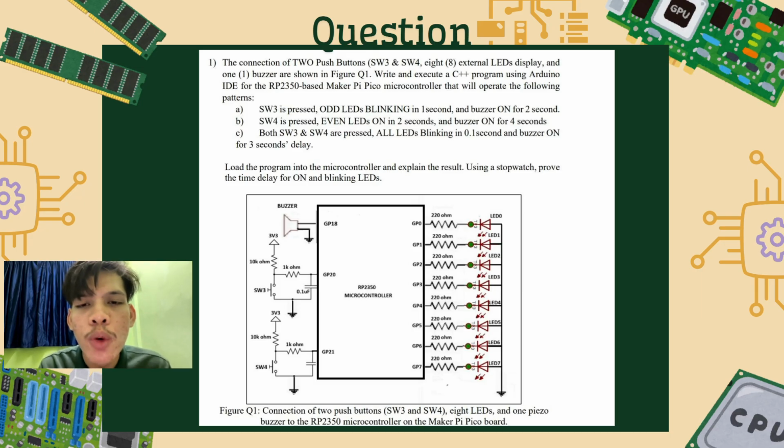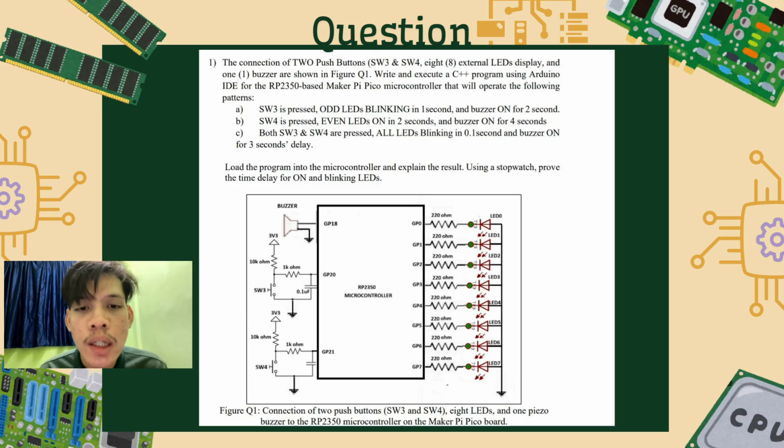Basically, we were given a task involving two push buttons, switch 3 and switch 4, connected to a microcontroller RP2350, along with external LEDs and a buzzer. Then we need to write a C++ program using Arduino IDE that responds to three different pattern conditions.